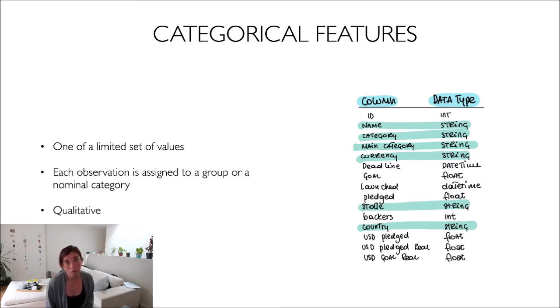The first thing we're going to look at is categorical features. These are features that can take on one of a limited set of possible values and assign each unit of observation to a particular group or category based on some qualitative property. You see we have a few in our data set.